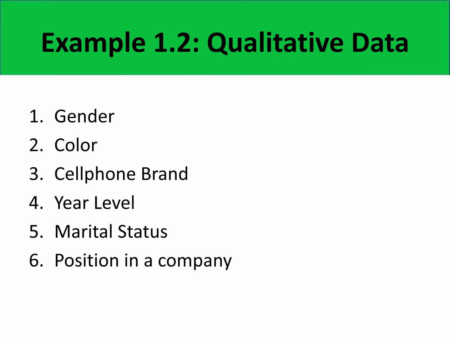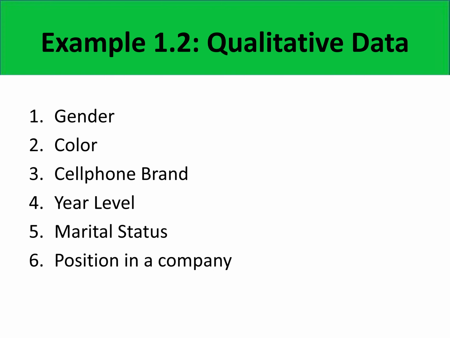Other examples of qualitative data or categorical data are as follows. First, we have gender, wherein the categories are male and female. Color, it could be red, blue, yellow. Cell phone brand, it could be Apple or Samsung. Year level, it could be first year, second year, and so on. Marital status, it could be single, married. Position in a company, it could be president, vice president, CEO, or COO.